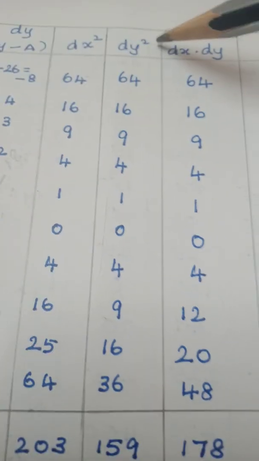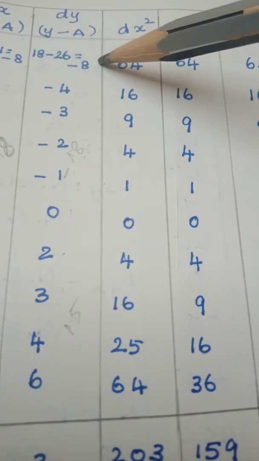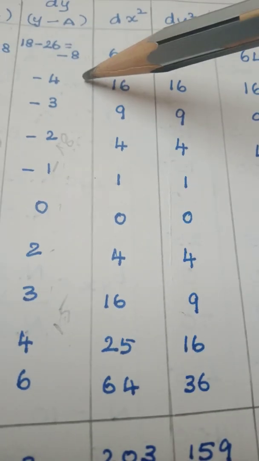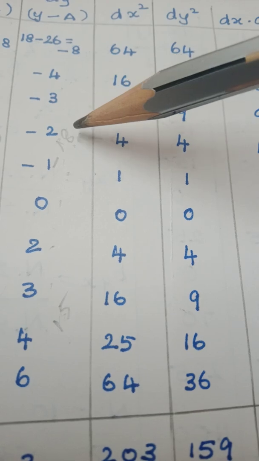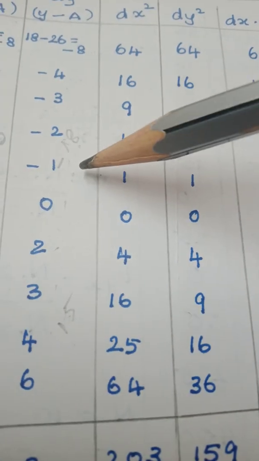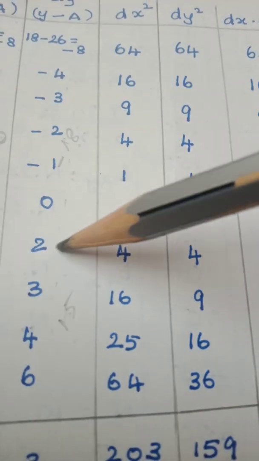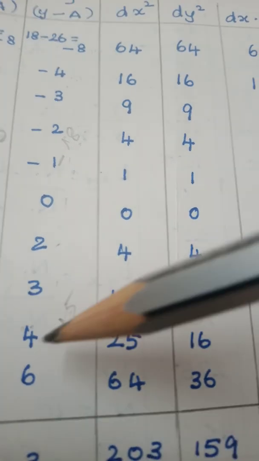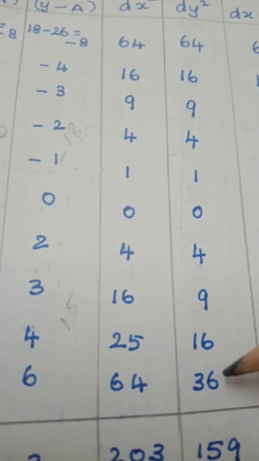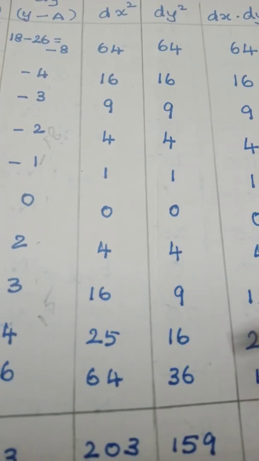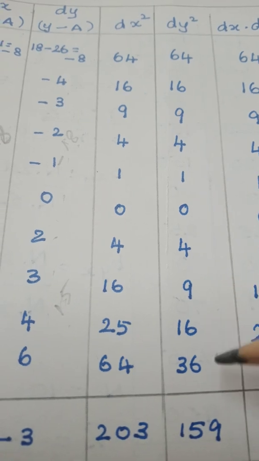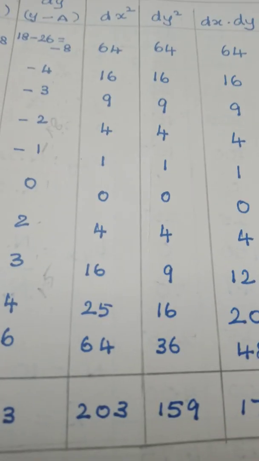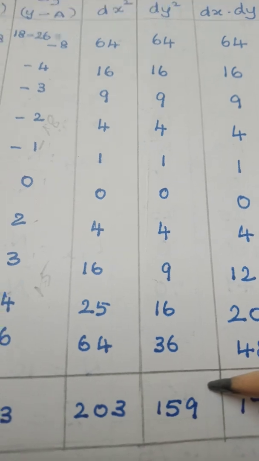Now we need to find what is dy square. Now only we found out what is dy. Minus 8 into minus 8 plus 64. Minus 4 into minus 4 plus 16. Minus 3 into minus 3 plus 9. Minus 2 into minus 2 plus 4. Minus 1 into minus 1 it is 1. 0. 2 2s are 4, 3 3s are 9, 4 4s are 16, 6 6s are 36. Okay. Now what we have to do? Add everything. 64 plus 16 plus 9 plus 4 plus 1 plus 4 plus 9 plus 16 plus 36. When you add everything, you will get the value 159 here.